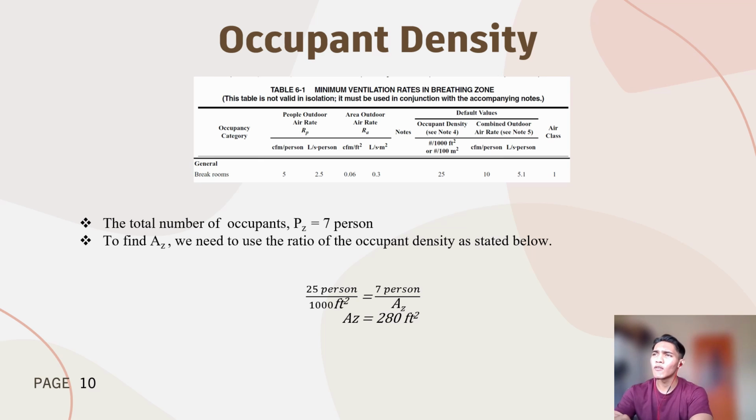So using that information, we refer to table 6.1 minimum ventilation rate in breathing zone. We could determine the occupant density for 7%. So given for us is 25% per 1000 feet square or 100 meters square. So we have 7% here. So we use ratio to determine the occupant density for 7%. So we managed to determine it with the value 280 feet square.